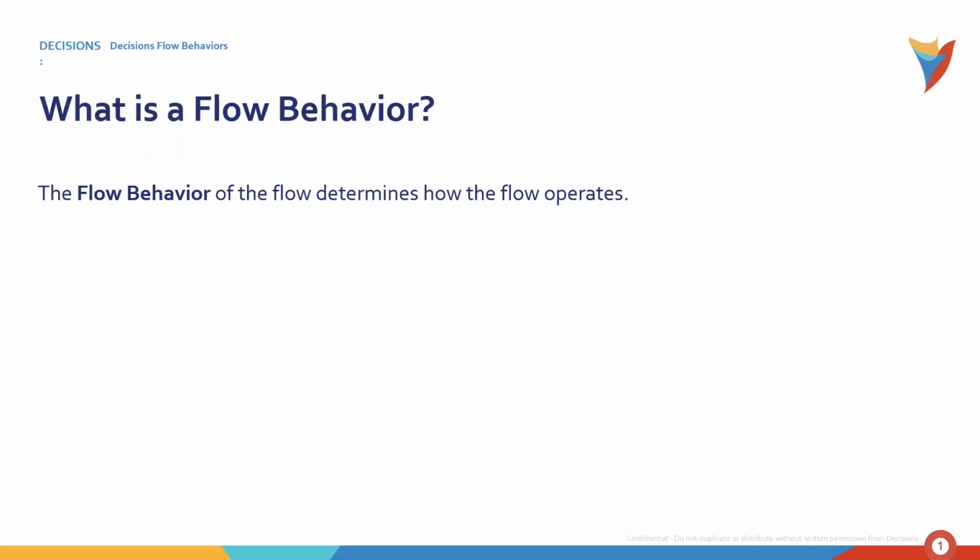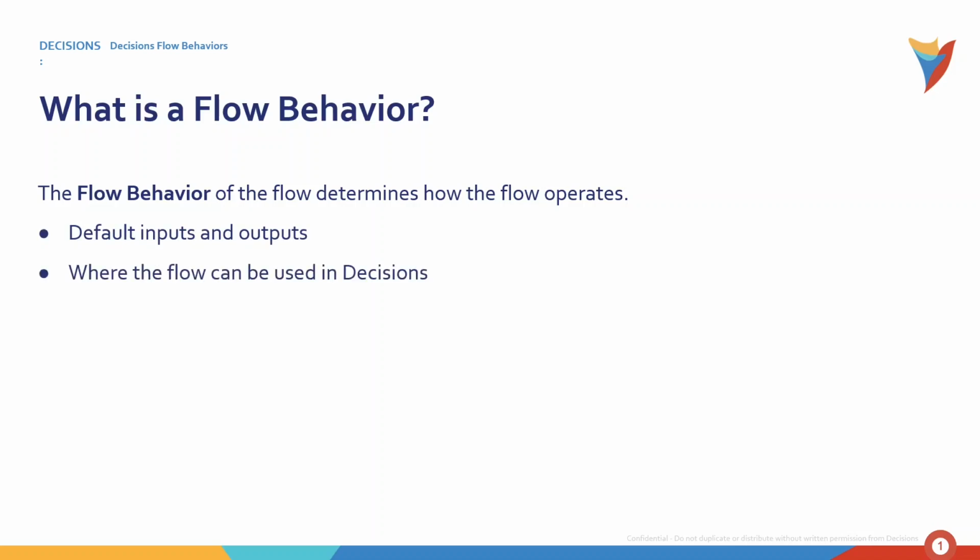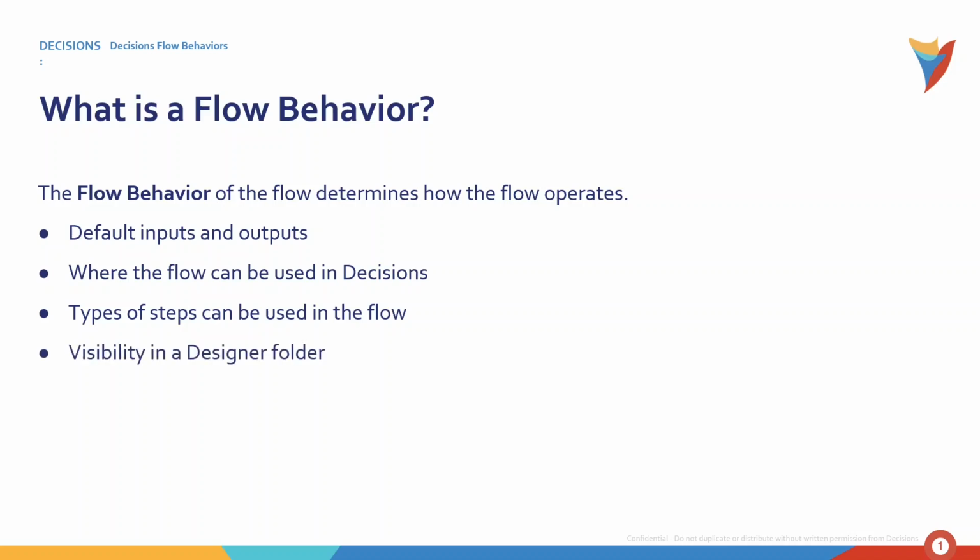A flow behavior is the property of a flow that tells how the flow should operate in a given context within decisions. Flow behavior can determine attributes of a flow such as their default inputs and outputs, where the flow can be used in decisions, types of steps that can be used in the flow, if the flow is initially visible in a designer folder, and whether the flow runs synchronously or asynchronously.